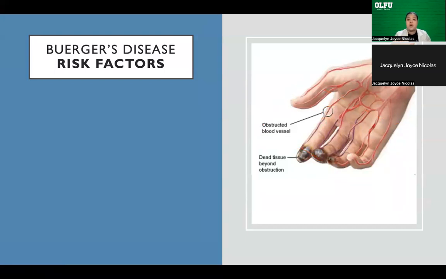Okay? So, what are the risk factors when it comes to the development of Buerger's disease? First, common among male young client. Okay. Next, those who are smoking cigarettes.